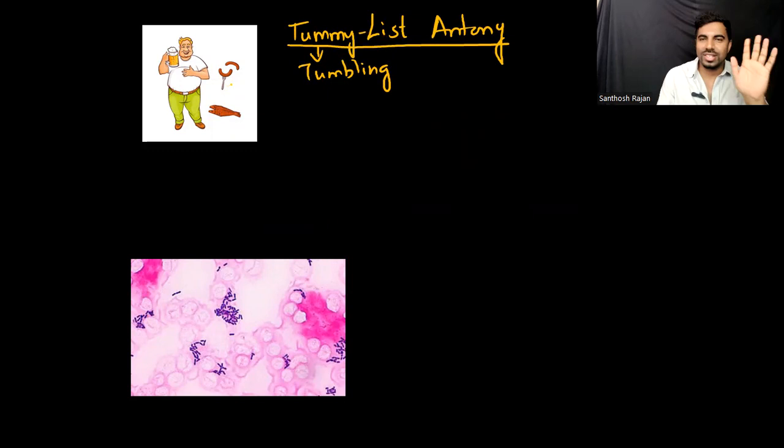His name is List. So Tummy List. He's having a big tummy and his name is List. List for Listeria. So tumbling motility in Listeria. And Anthony is a test.